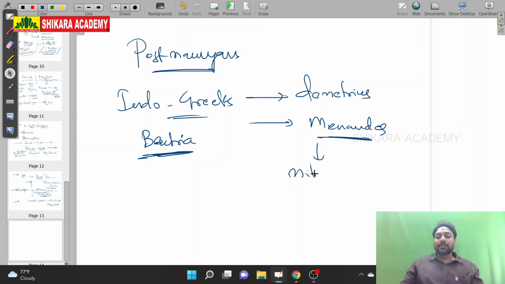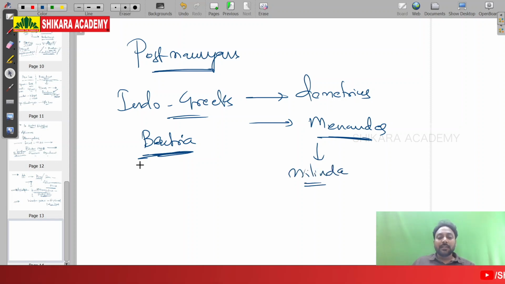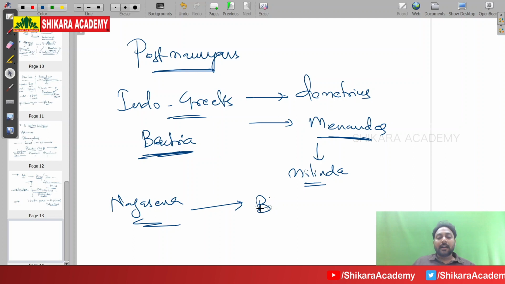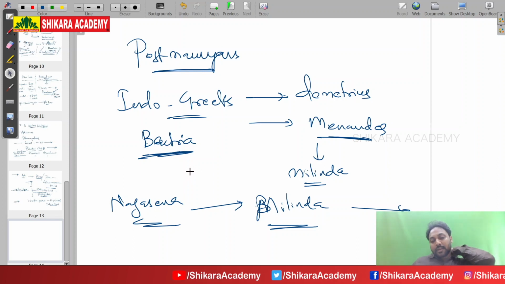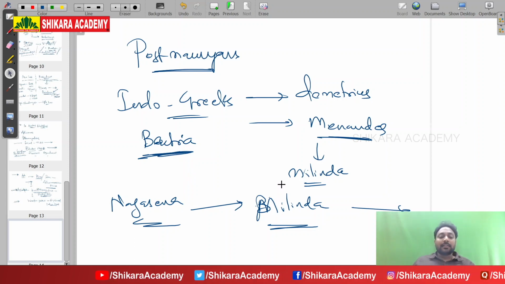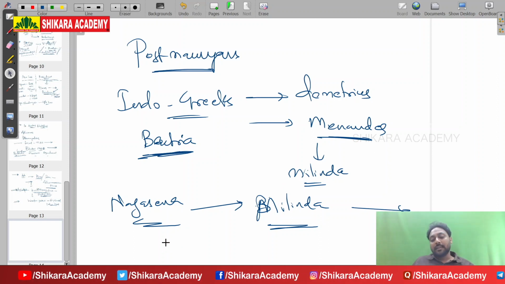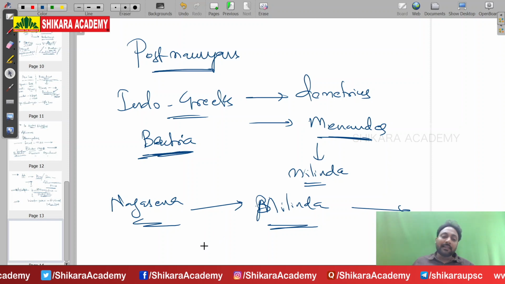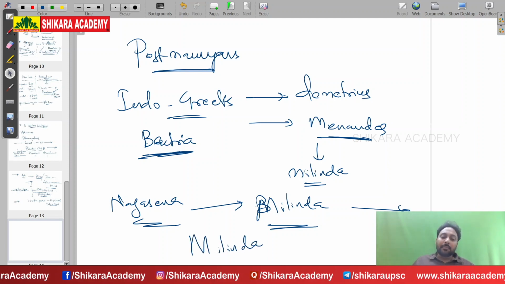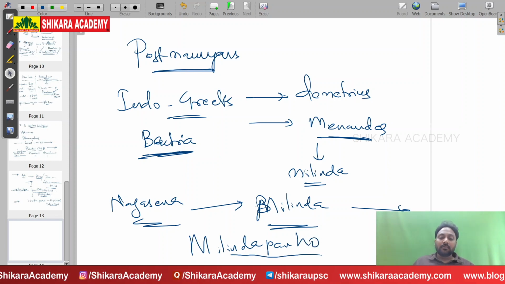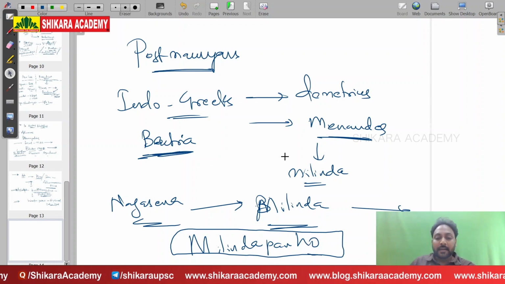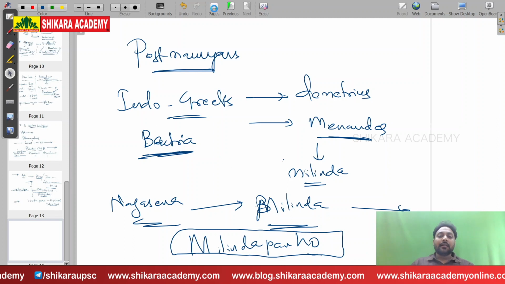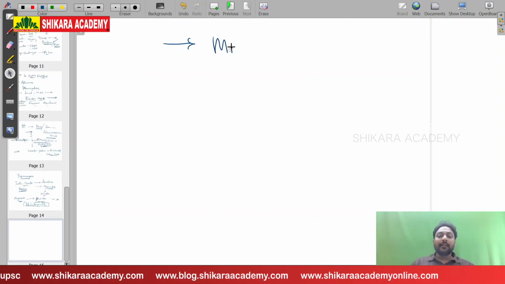Menander's name changed to Milinda, and he got a Buddhist bhikshu called Nagasena. Milinda had a conversation with Nagasena, and Nagasena gave the answers on Buddhism. These questions of Milinda and answers of Nagasena are called Milinda Panho. And Milinda is the first ruler to mint gold coins.